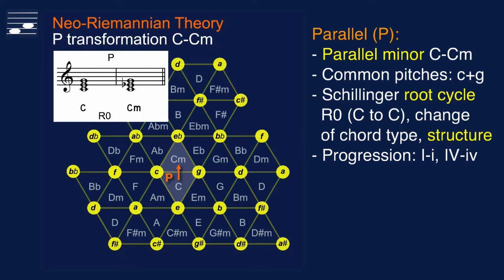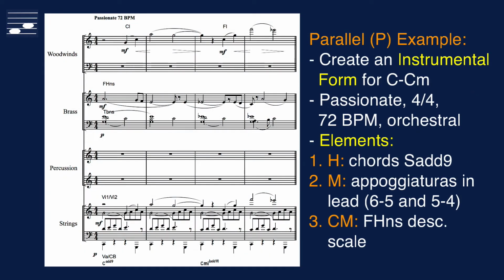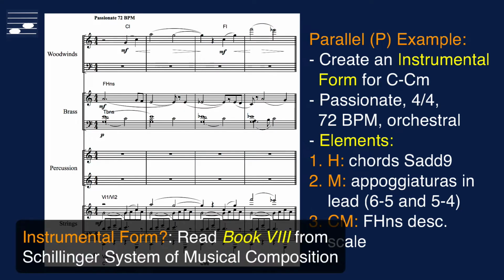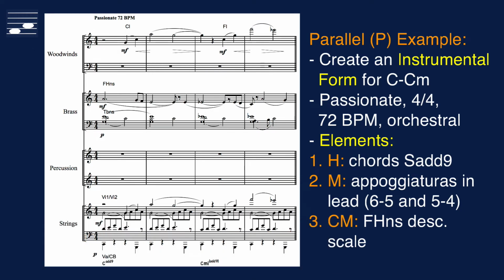You will now see an example application of the LP-transformation. Based on the chord progression from C to C minor, I've generated an instrumental form, another Schillinger system concept. It involves creating realistic parts for musical instruments. May they be real acoustic, virtual or electronic instruments. In this tutorial, I've limited myself to an orchestral setting using only the Spitfire Audio Symphonic Library samples.